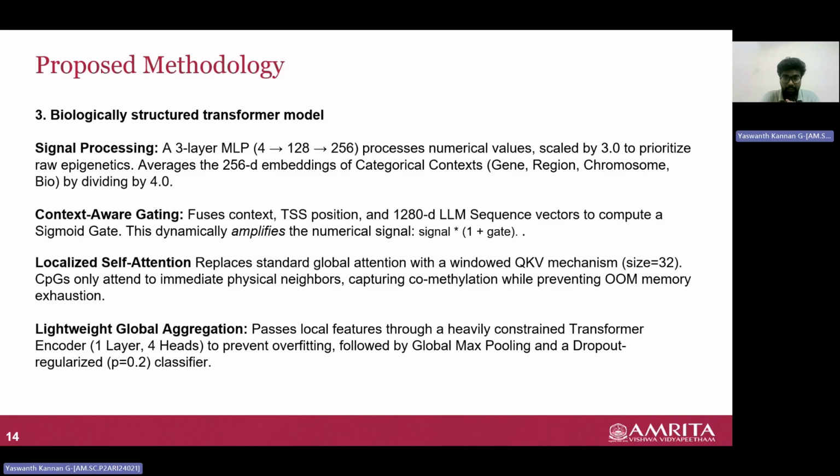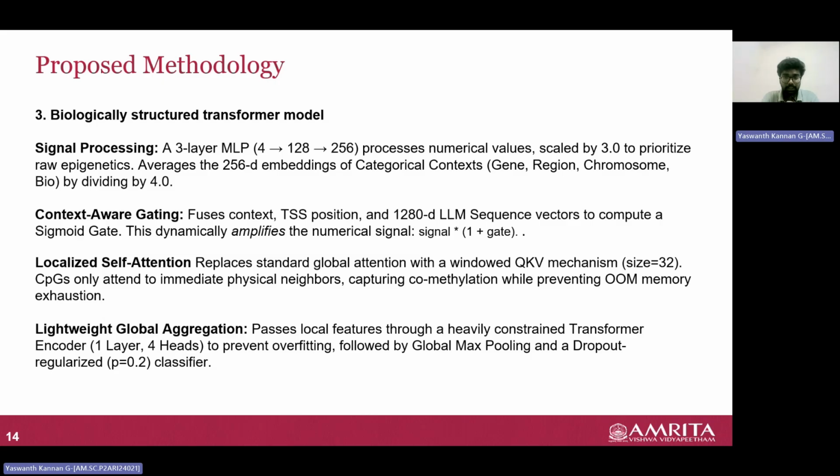These components, signal, context, and position information, and the sequence embeddings, are then integrated using a context-aware gating mechanism. Specifically, it is a sigmoid-based gate, computed from the combined context and sequence features, and this gate dynamically scales the methylation signals using the formulation that I have mentioned here, where the signal is multiplied by 1 plus the gain. This allows the model to amplify the biological importance of relevant CpGs while suppressing the less relevant ones.